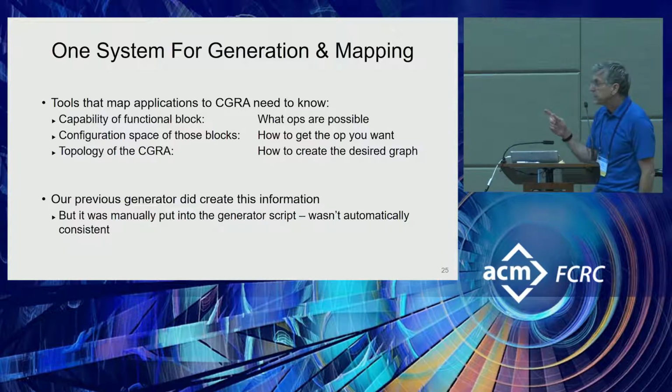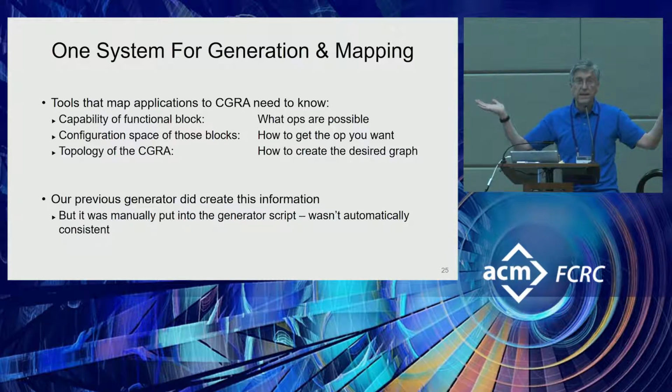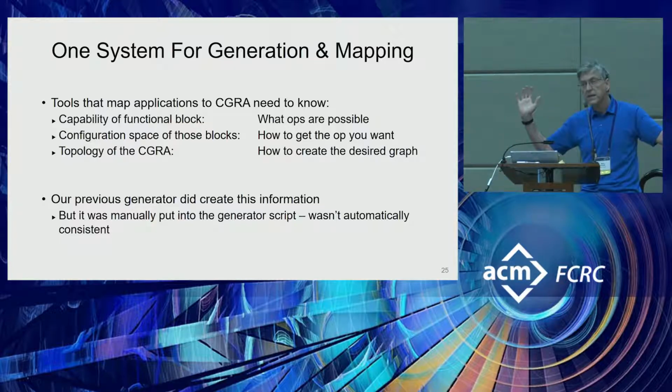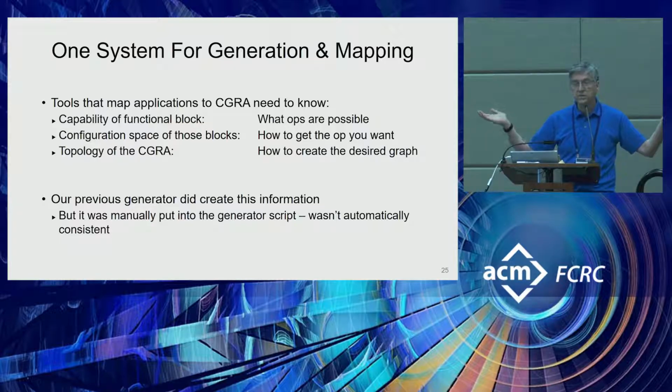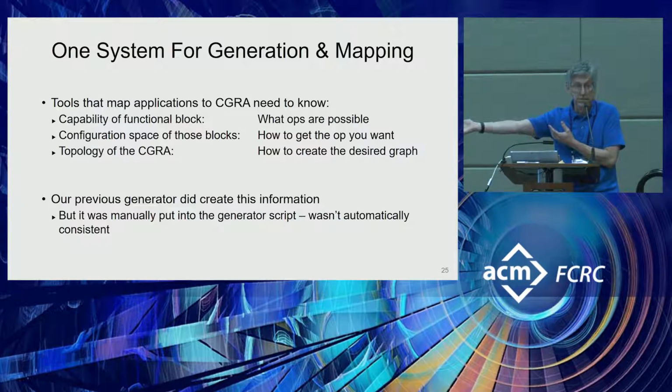But one thing that comes up when you're doing this, if you're maintaining an end-to-end flow, is that if you change anything in the flow, all the other tools in the flow have got to know about that change. Because there's something that's mapping the data flow graph onto the hardware. If the hardware changes, that data flow graph mapper has to change, right? Does that make sense?